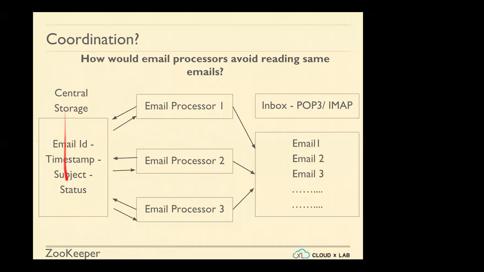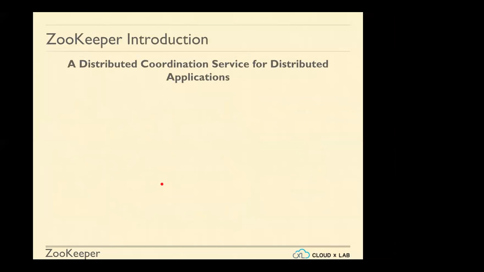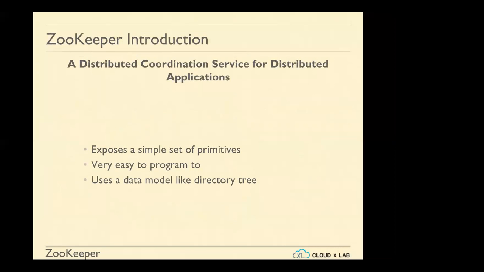Okay, this is exactly where ZooKeeper comes into play. ZooKeeper makes the coordination between various services. ZooKeeper provides you a set of very simple things like set and get. Okay, very simple storage with which you can easily program, and it uses a data model like a directory tree.